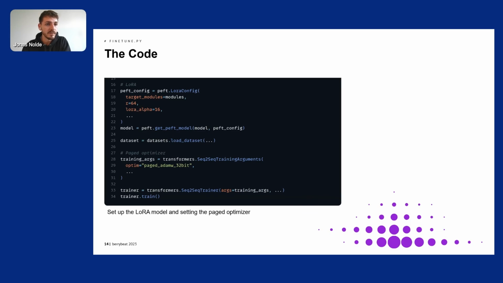And here in line 17, we set up the LoRA adapter, where we define our target modules. These are the layers where the adapter weights are stuck into. We can set the rank, which is basically the size of the adapter weights, and also the LoRA alpha scaling factor, which influences how much the adapter plays into the result. And in line 28, we set the paged LLM optimizer, and finally we can tie everything together with the sequence to sequence trainer and start the training.